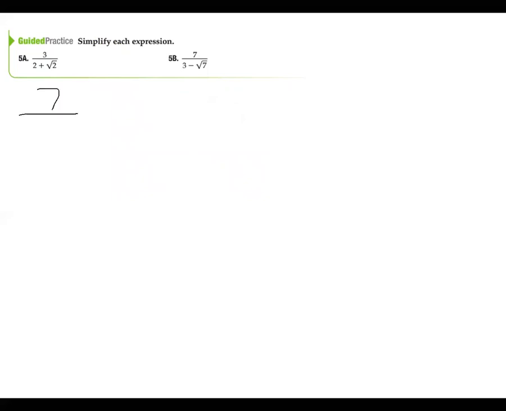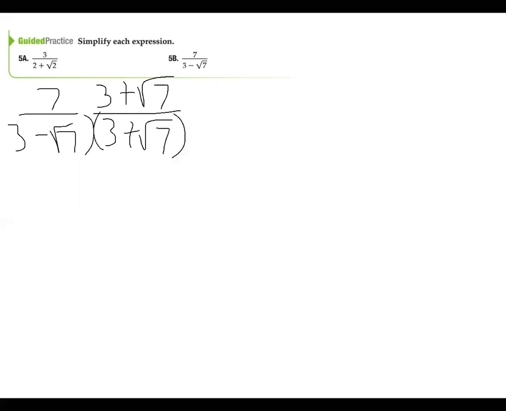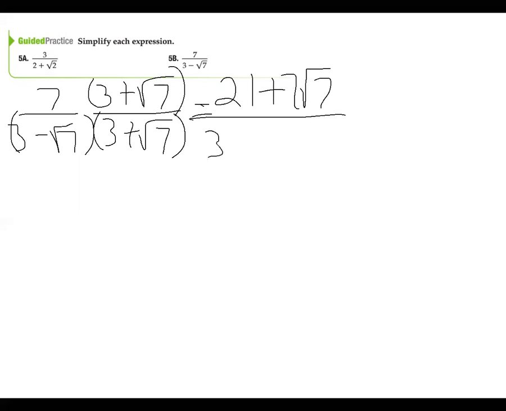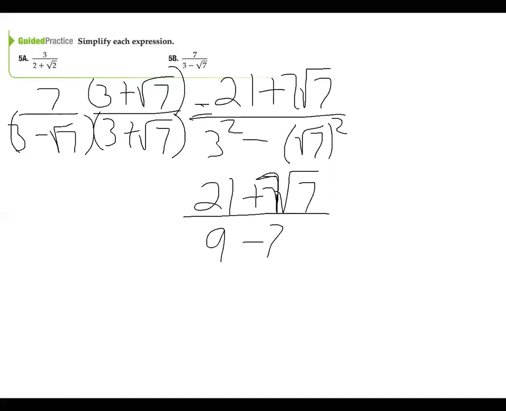All right. This one, the conjugate is formed by just changing the sign. So it's going to be 3 plus square root 7 over itself. All right, parentheses around everything. And then distribute the 7. So I'd have 21 plus 7 square root 7. You FOIL the denominator, it becomes the first term squared minus the last term squared. So it'd be 21 plus 7 square root 7 over 9 minus 7, which would be 21 plus 7 square root 7 over 2. Okay?